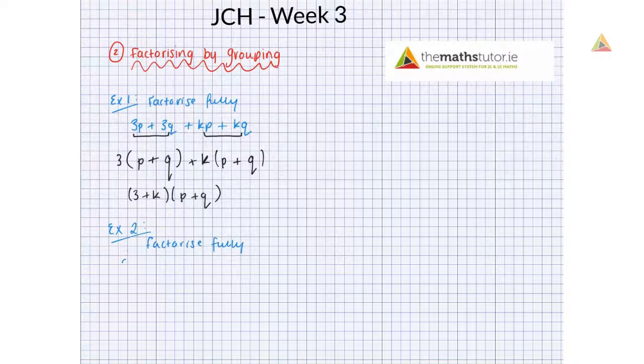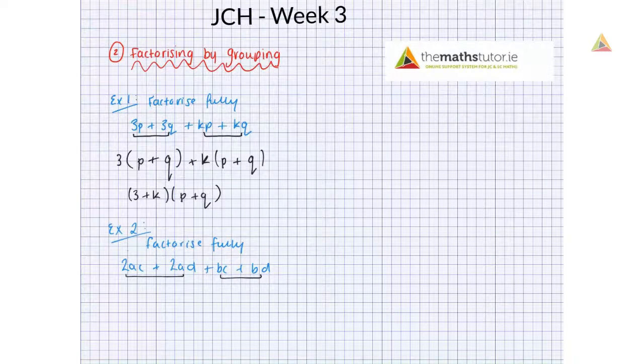So it's going to be 2ac plus 2ad plus bc plus bd. So the same idea, again, you're going to group pairs together. I'm going to group these two together and these two together. Now it mightn't necessarily work, but we're going to just try it and see.